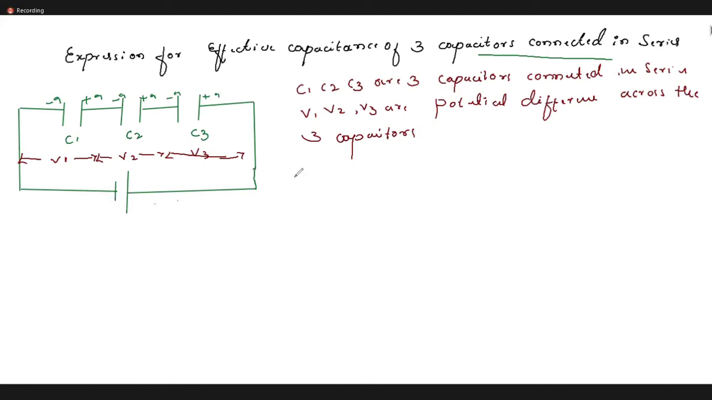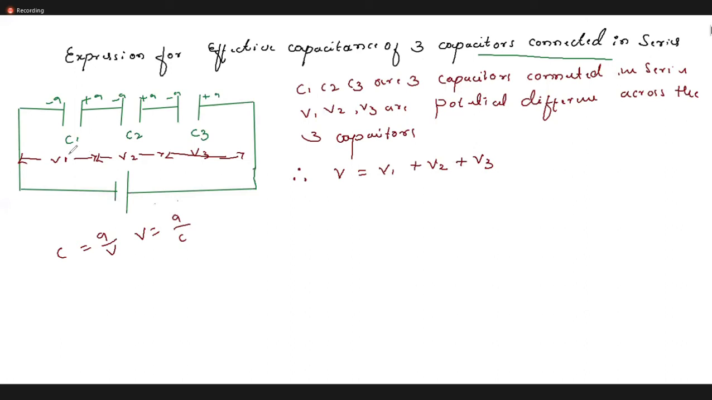Now, what will be the total potential difference across the combination? It will be V equals V1 plus V2 plus V3. Now can you tell me what V1 is here? What is the capacitance of a capacitor? C is equal to Q by V. Now what is V? V is equal to Q by C.